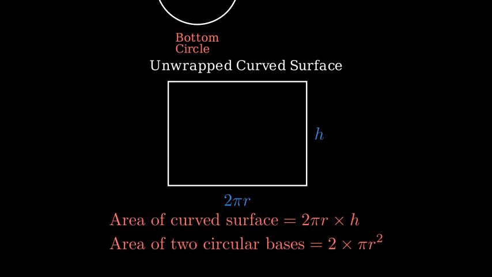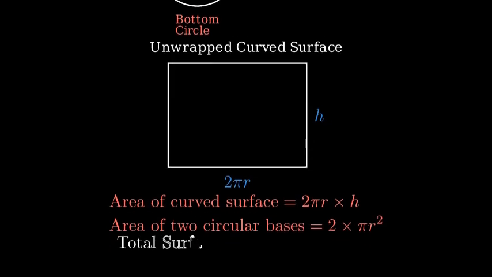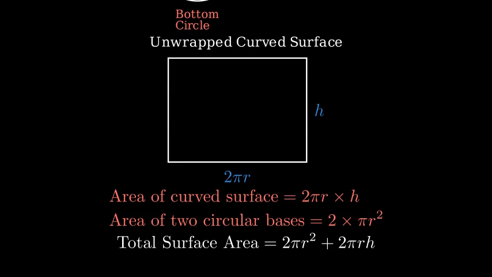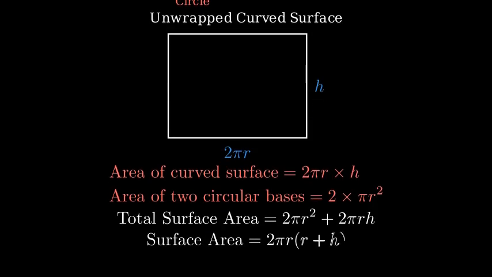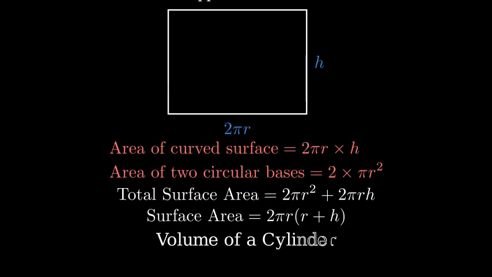So, the area of this curved surface is 2 pi r times h. For each of the two circular bases, the area is pi r squared. Adding all three parts together, the total surface area of a cylinder is 2 pi r squared plus 2 pi r h. We can factor out the 2 pi r to get surface area equals 2 pi r times (r plus h).